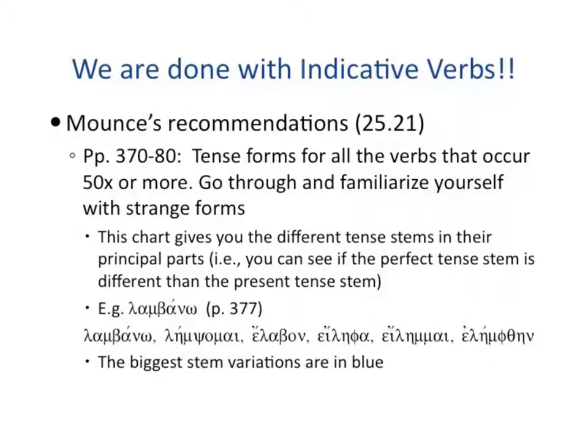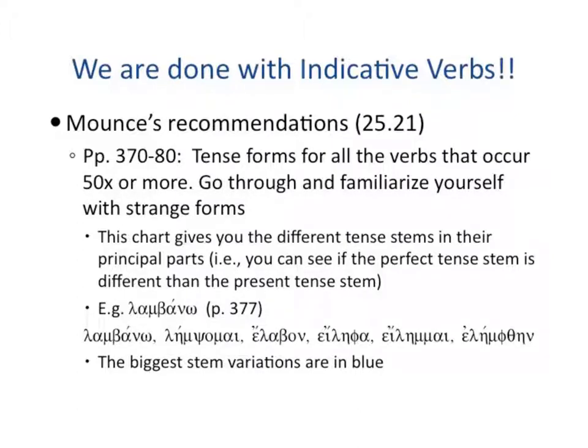Great. And so we are done with indicative verbs. That's it. Now, we haven't gone over the pluperfect tense, but we'll address that a little bit further down the line. It doesn't occur that often in the New Testament, and there is not a lot of discussion about it in Mounts. So what should we do at this point? Well, go to chapter 25 and look at section 21.